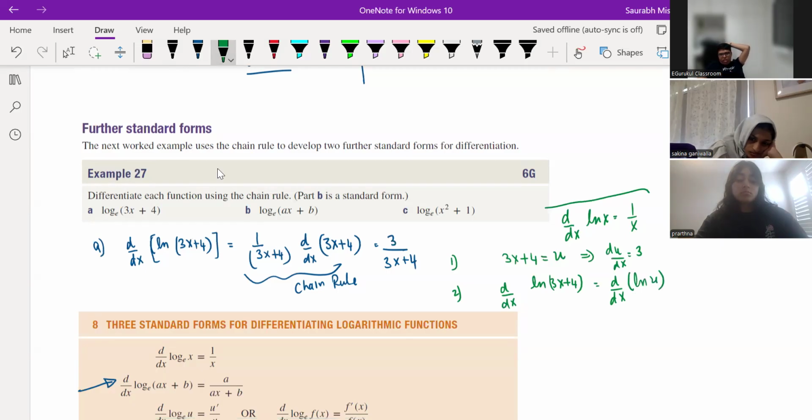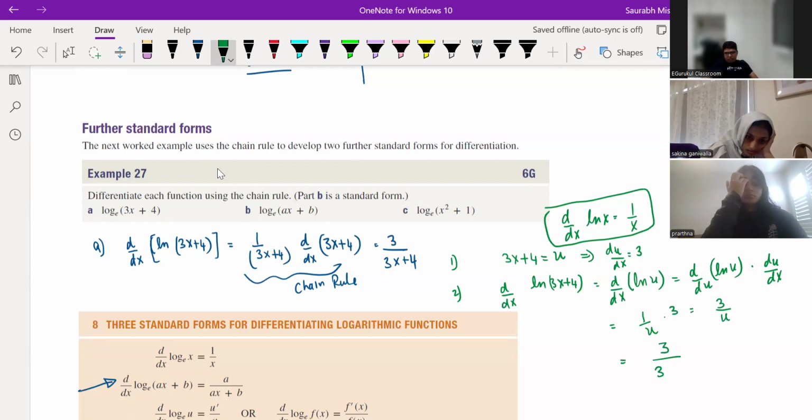I only know differentiation of ln of something with respect to that something. So I will convert that into d/du of ln u and then du by dx, because that du will cancel. And this is actually a chain rule. And then I can write 1 by u, and du by dx we already found is 3. So answer is 3 by u, and u we have introduced in this, so we need to replace by x.